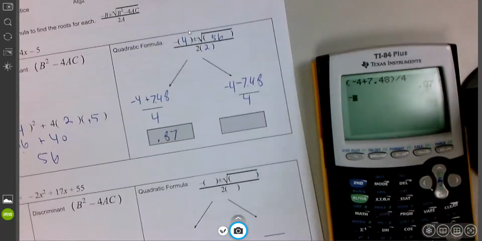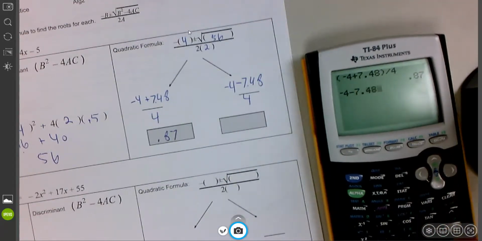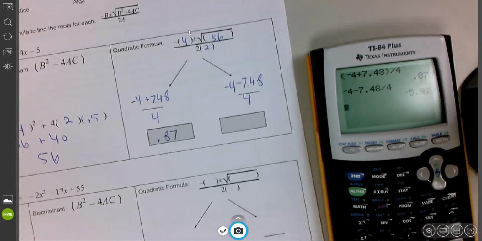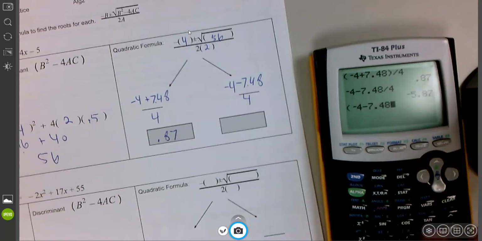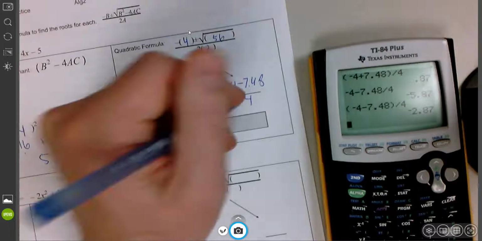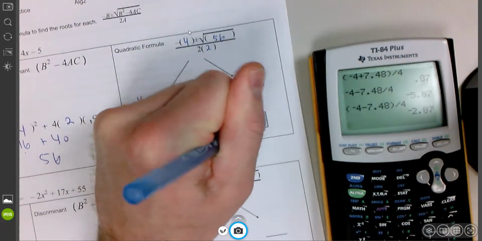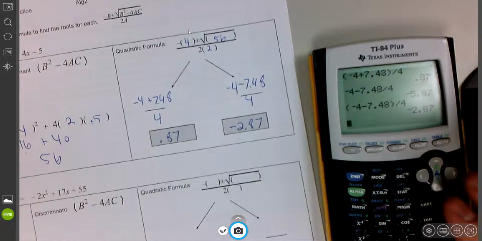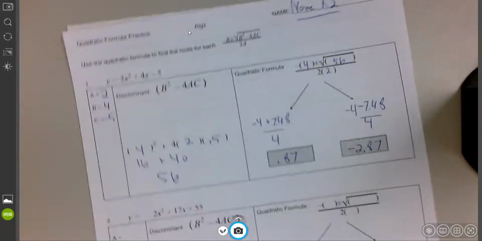The other one, negative 4 minus 7.48. Ooh, I didn't use parentheses. And look, I'm not going to use parentheses. I'm going to show you guys. There's that answer. But look what happens if I use parentheses. Negative 4 minus 7.48 divided by 4. 2 different answers, and guess what? The one with parentheses is the right answer, negative 0.287. The calculator goes in the wrong order unless I put parentheses around it. There you go. There's your first one.